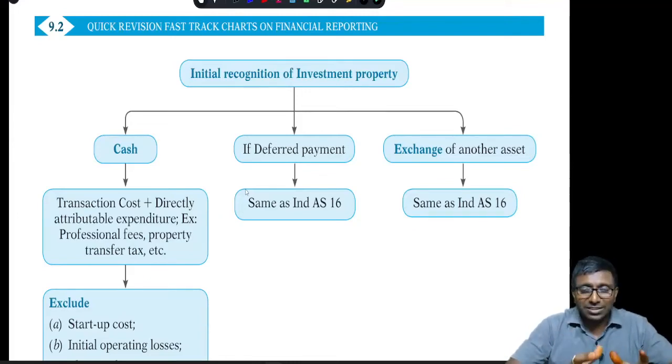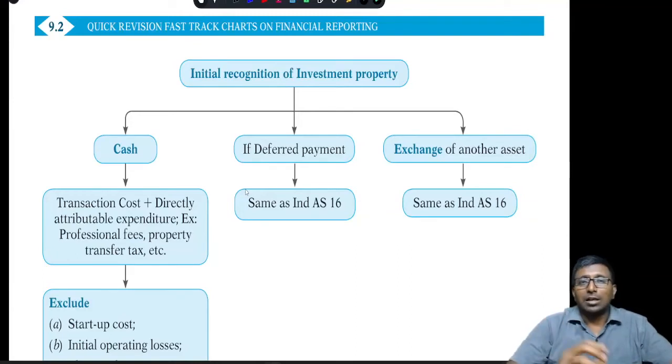If it is getting constructed by the entity, then all the overheads which are directly attributable to the construction of the building should be considered. If it is a deferred credit, it's the same thing: you should recognize it at the cash price, correct? The difference between the total amount and the cash price will be considered as the interest element, and that will be transferred to profit and loss.